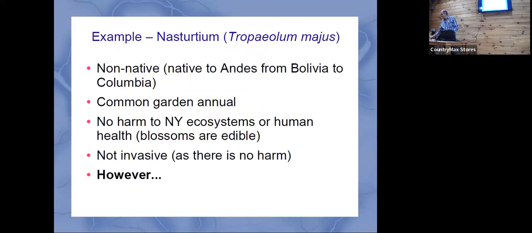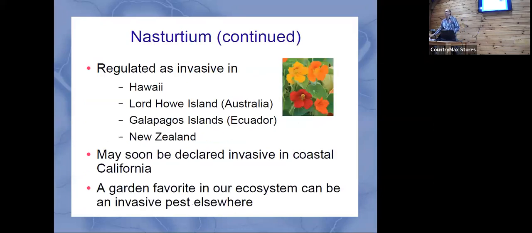Let's try a third example. Let's talk about nasturtiums. Nasturtiums aren't native. They're native to the Andes from Bolivia to Colombia. They're a very common garden annual. I bet if we went and looked at the seeds here in Country Max, they would have seed packets for nasturtiums. And when they get their annuals in for sale, they might even have nasturtium for sale because it's a lovely garden plant. The blossoms are edible. So clearly here in upstate New York, nasturtiums are not invasive. But if we went to Hawaii or Lord Howe Island or New Zealand or the Galapagos, it is regulated as invasive.